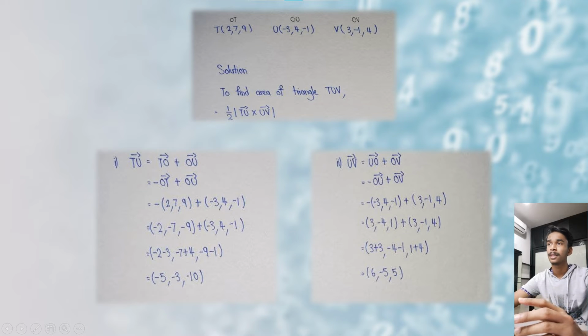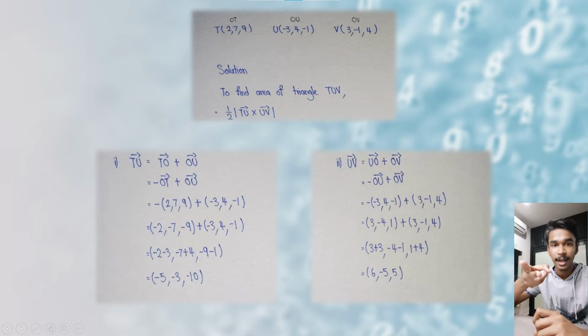Okay, the first procedure is to find the value of vector TU. In order to find the value of vector TU, we need the value of vector TO plus vector OU. Since we already have the value of vector OU, we can just straight away substitute. However, we do not have the vector TO, but we do have the vector OT, so we're going to change the direction. In order to make this possible, we're going to multiply OT with negative. Once we did that, we can get the value of vector TO, which is -2, -7, and -9.